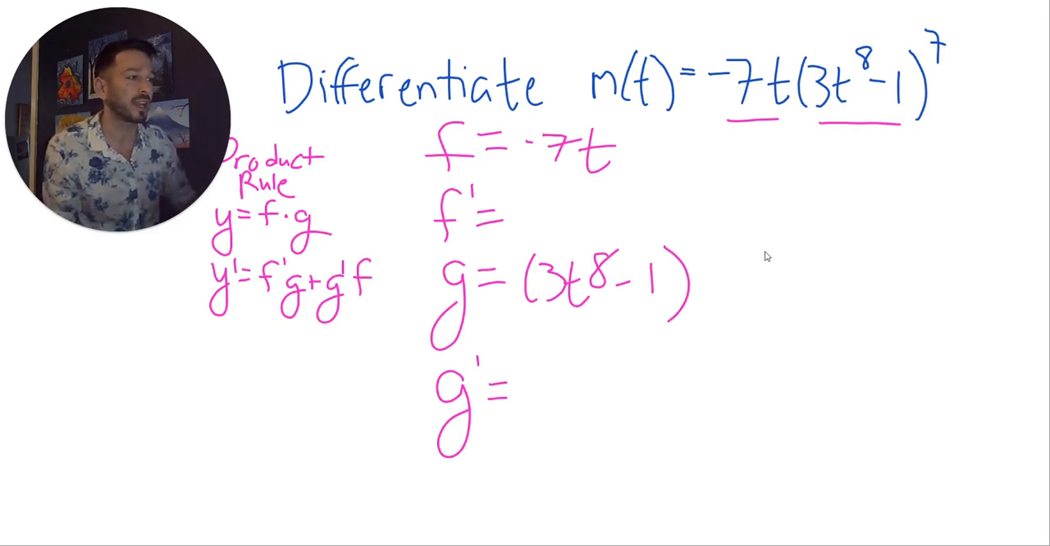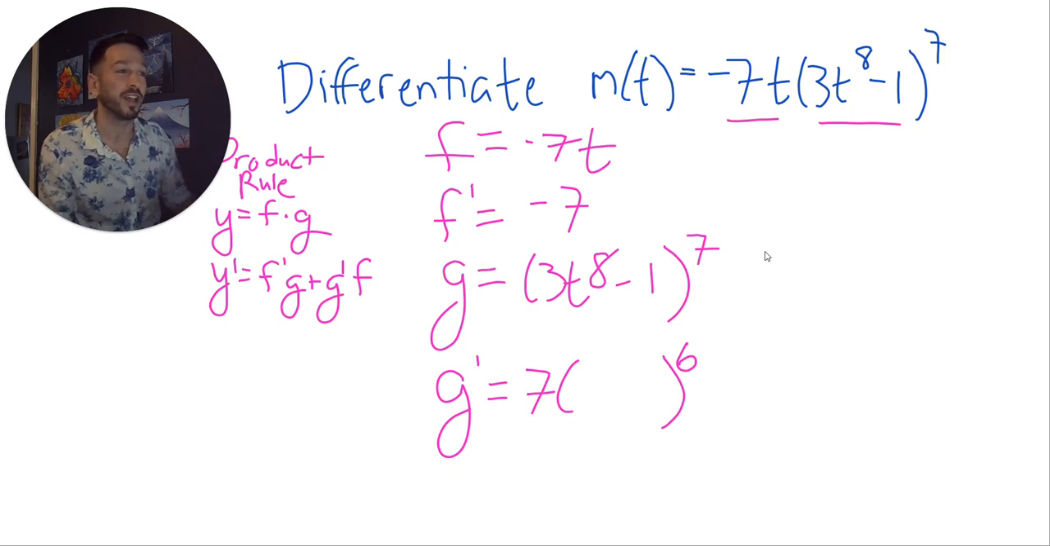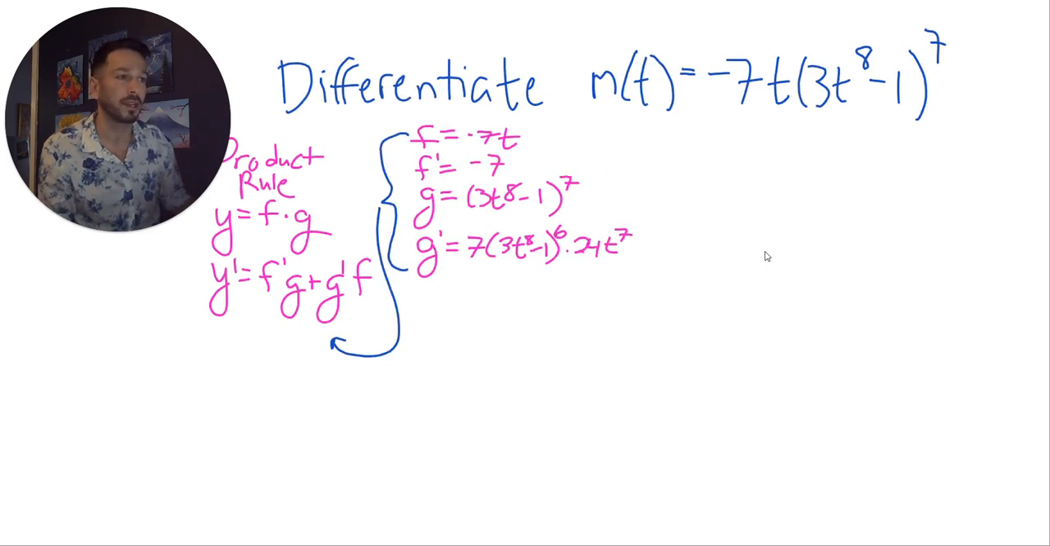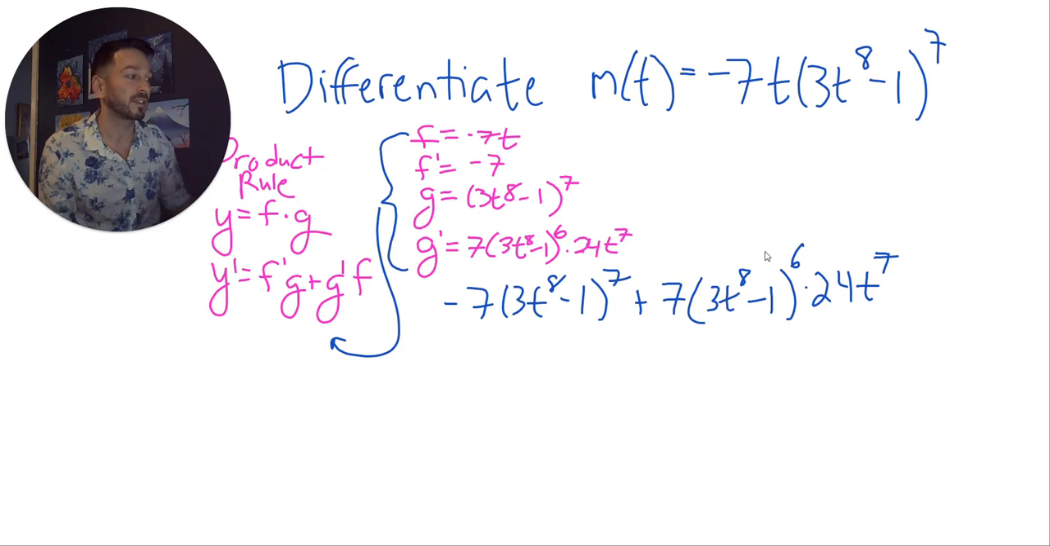But now let's differentiate f and get f prime. Let's not forget the 7 on the g, and then let's differentiate g using the power rule and the chain rule. Okay. So now that we have all that, we're just going to plug it in. So it's the derivative of the first times the second plus the derivative of the second times the first.